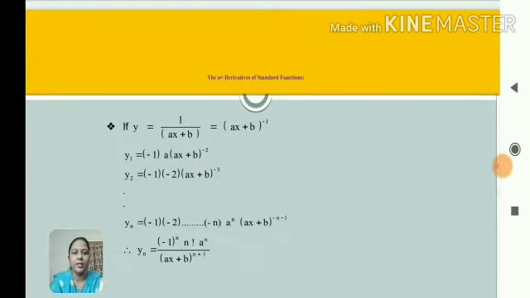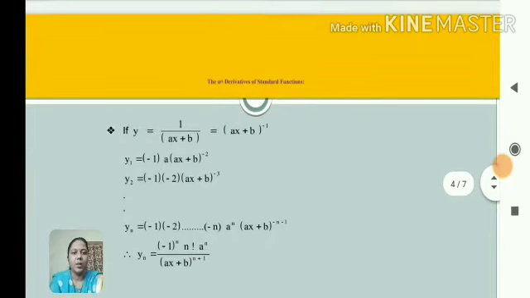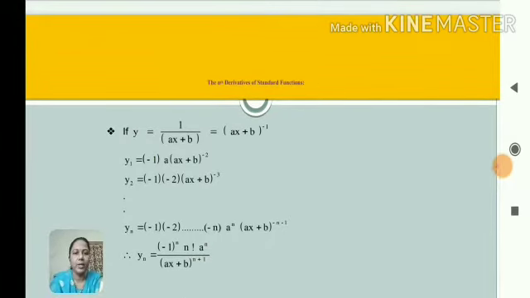Next function we'll take is y equal to 1 upon ax plus b, so it can be written as ax plus b raised to minus 1. So let us see the first derivative. y1 is equal to minus 1 into a into ax plus b raised to minus 2. y2 is minus 1 into minus 2 into a square into ax plus b raised to minus 3. And continuing so on, we'll get yn is equal to minus 1 into minus 2 up to minus n into a raised to n into ax plus b raised to minus n minus 1. So it can be written as minus 1 raised to n, n factorial, a raised to n divided by ax plus b raised to n plus 1.